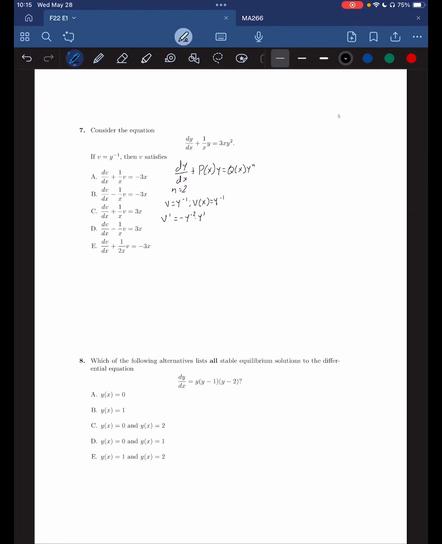All right. So I'm going to rewrite this equation too, actually. I'm going to write this as y prime, just for continuity. Equals 3xy squared. Now, I'm going to isolate my y prime. So y prime is equal to 3xy squared minus 1 over x. Right. That's what this is.